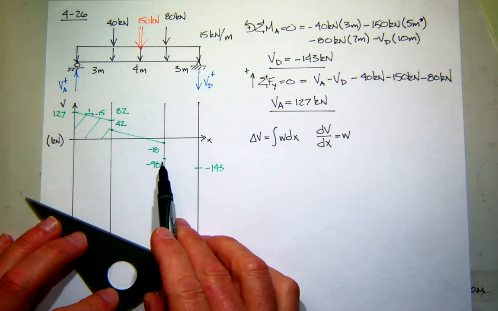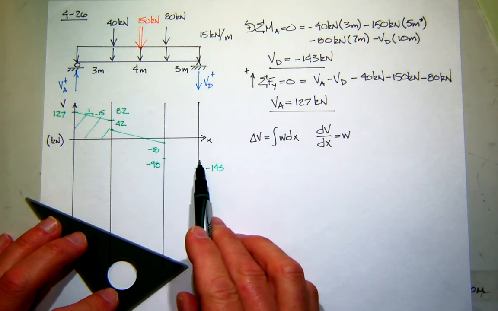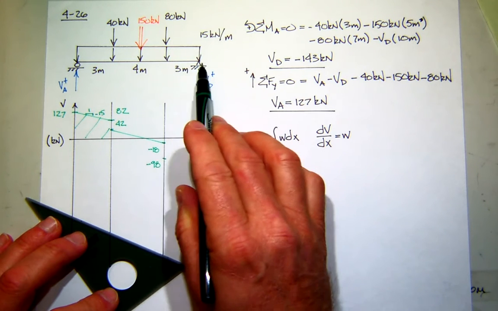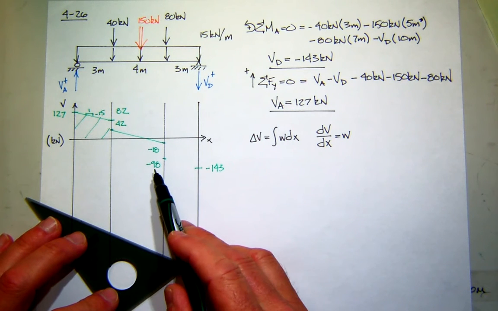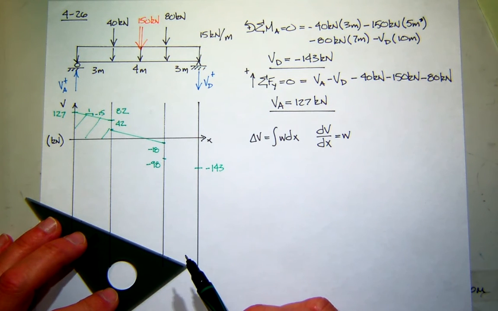What's the change in shear between these two? Well, it's 3 times 15. It's negative 45. Hopefully, if you take negative 98 and you subtract 45, you get negative 143. So we matched. That's great.